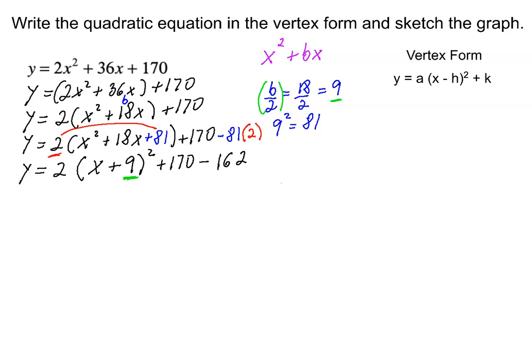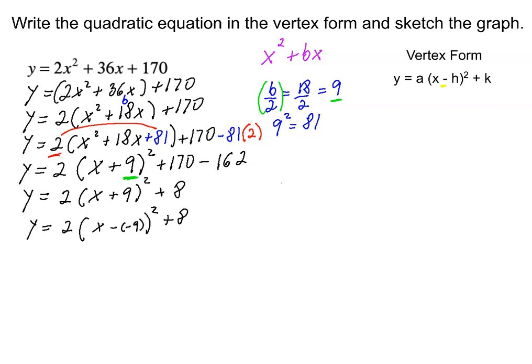Okay, so we are getting close to the vertex form. Y equals 2 times x plus 9 squared, and now we have 170 minus 162 equals plus 8. Okay, so if you look at the vertex form, the sign is negative. This is in the formula. Okay, so we have x minus h squared, but here we have x plus 9 squared. So what I can do is rewrite this as y equals 2, and then we have x minus negative 9 squared plus 8.